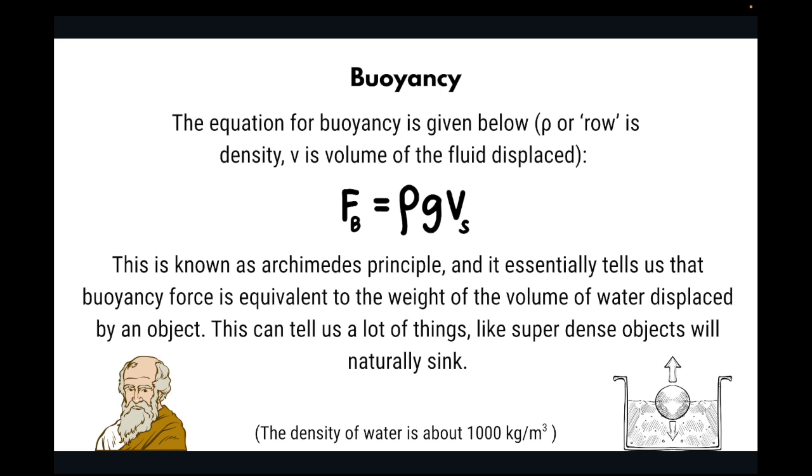And this can tell us a lot of things, like super dense objects will naturally sink. And by the way, the density of water is about 1,000 kilograms per cubic meter, so that's what we're going to use in our calculations. In reality, I think it's a bit less than that, but for simplicity, that's what we'll use.